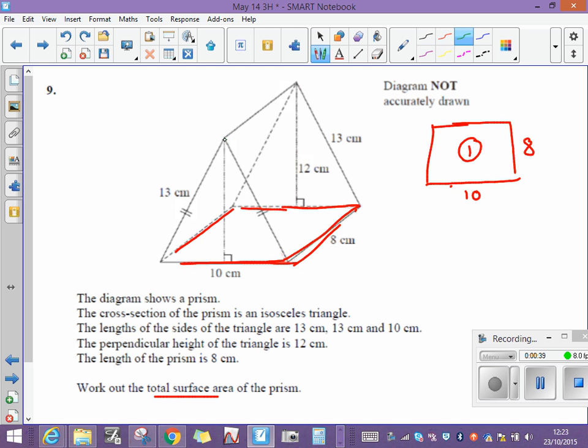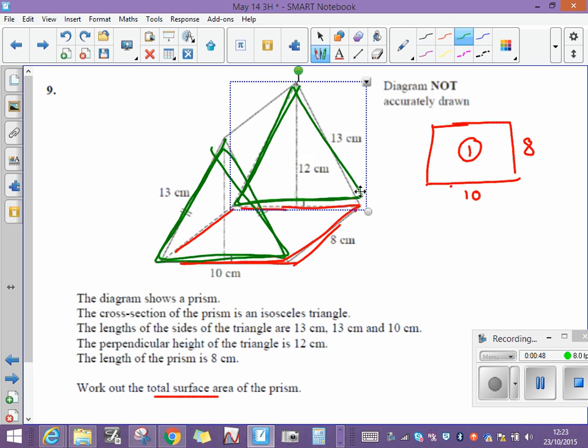Okay, I've also got the two end triangles. If I just show those in a different color, I've got an end triangle which is here, and I've got the same triangle on the other end because it's a prism. So I know that I've got two of them. Now each of those triangles, it tells you that its perpendicular height is 12. Now it's an isosceles triangle, so that perpendicular height actually comes in the middle here, and I know that this is 10 centimeters. And there are two of those.